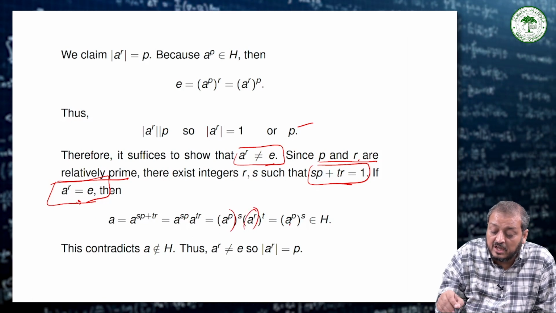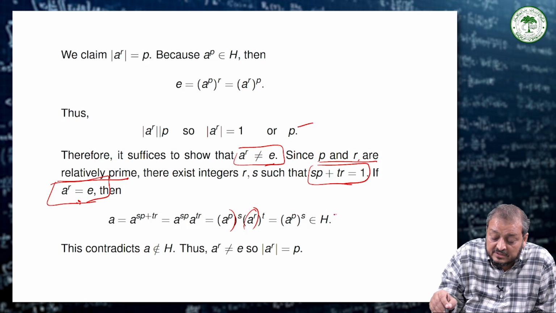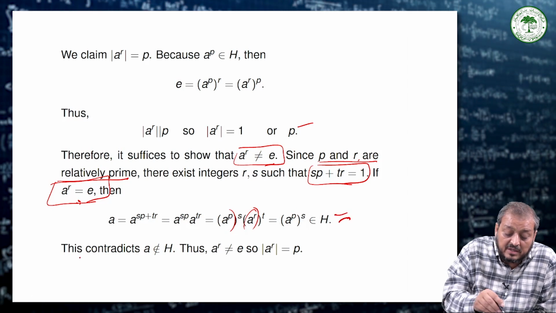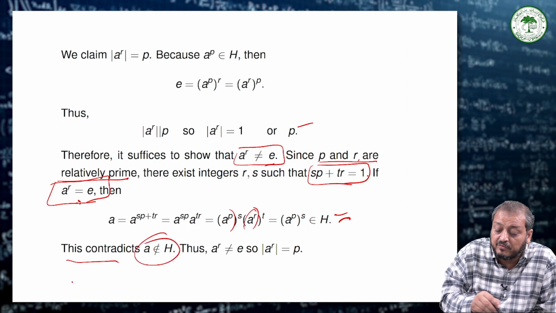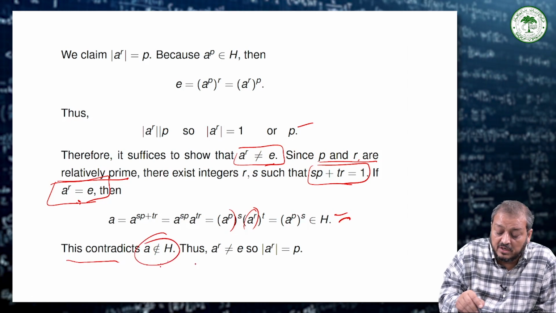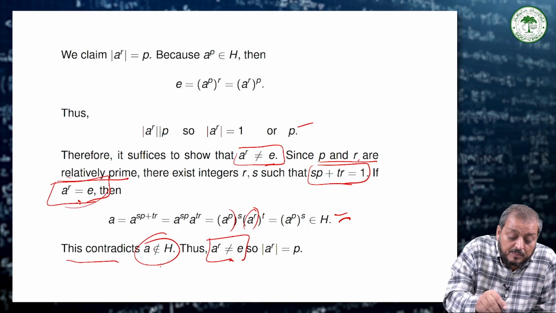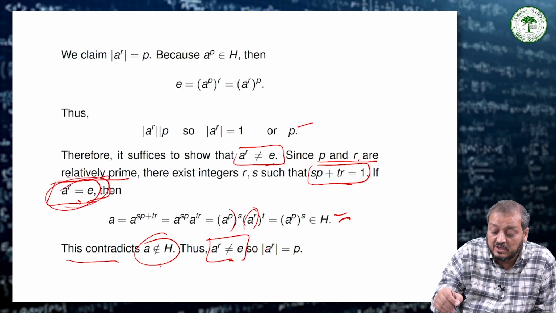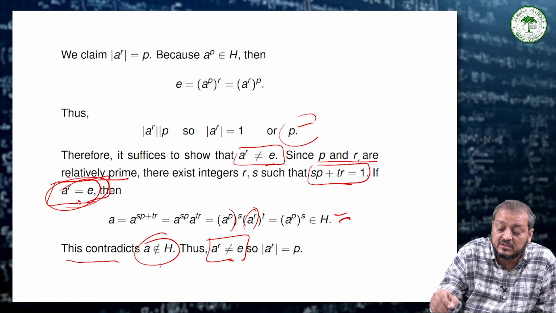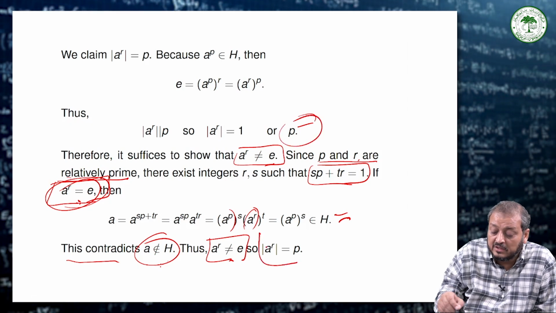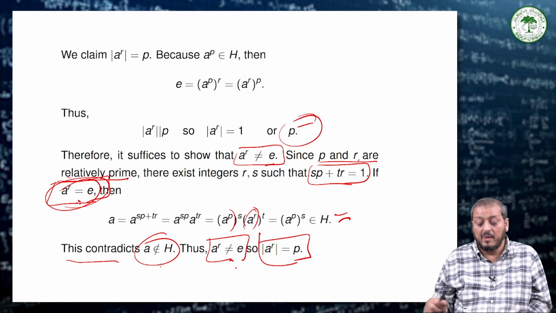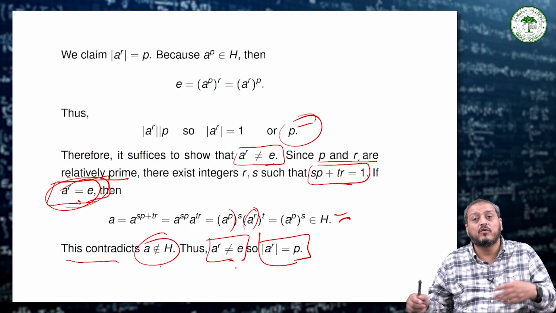So this means this is A to the power P to the power S, which belongs to H, and this again is an element of H, and this contradicts that A is an element of H. A does not belong to H. So this means A to the power R is not equal to identity. Then the order of A to the power R is nothing but equal to P. So this completes the proof of this result.